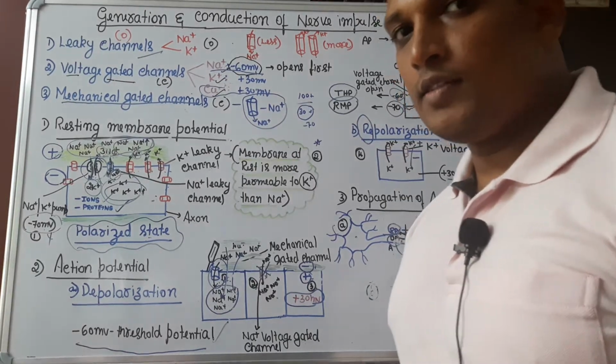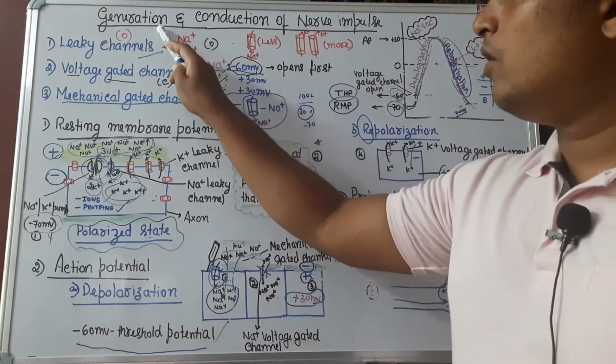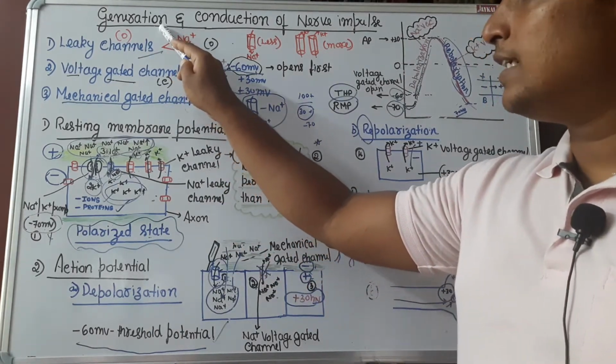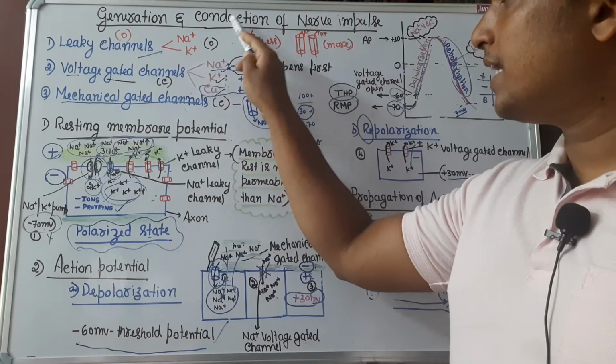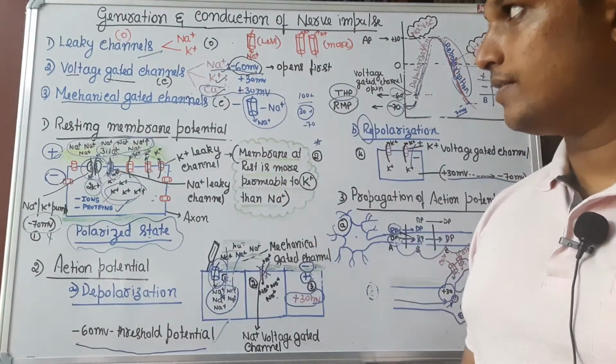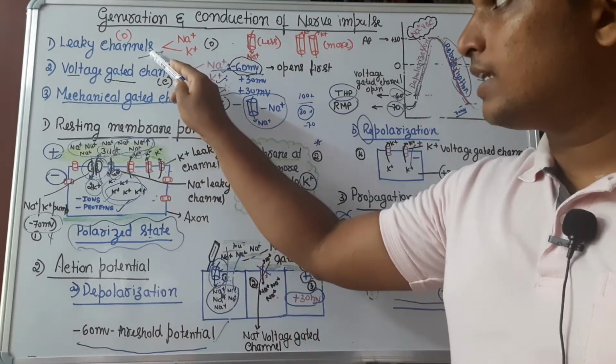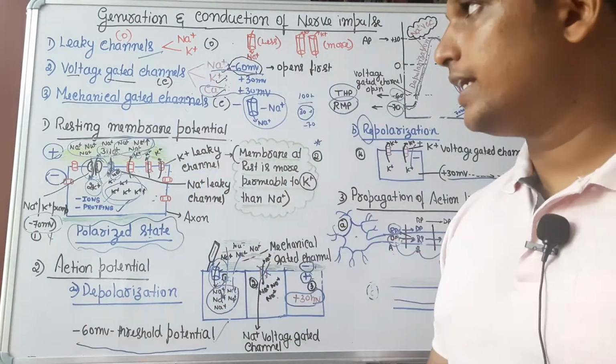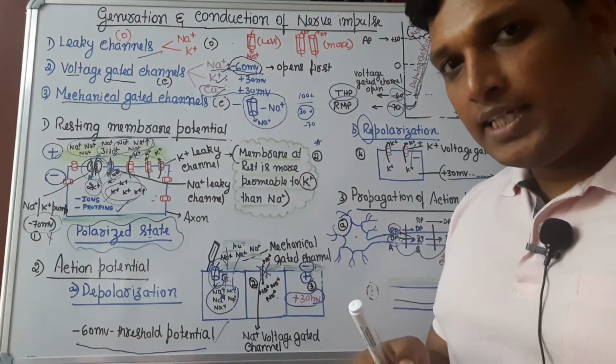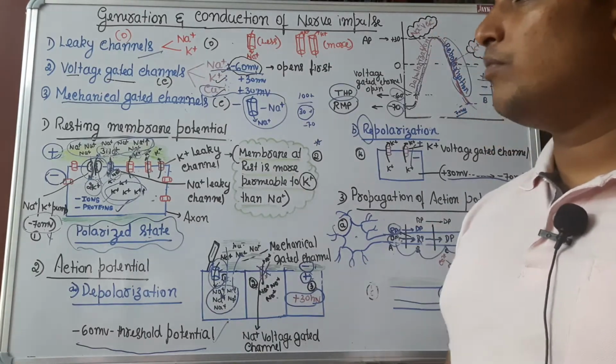Good morning, students. Today's topic is how the generation of nerve impulse as well as conduction of nerve impulse takes place. To understand that, we must know that in the neuron there are three channels located. Channel means a proteinaceous structure through which ions can move.